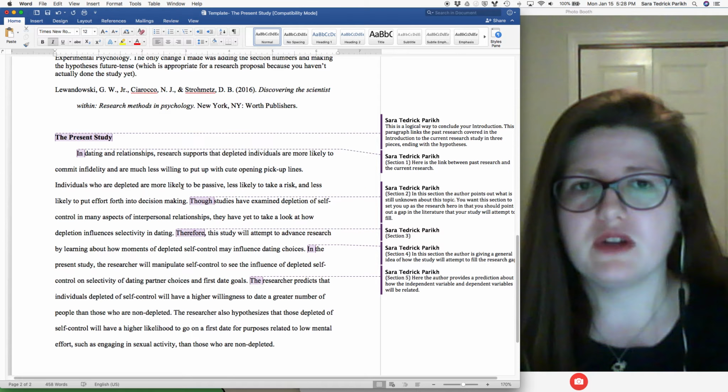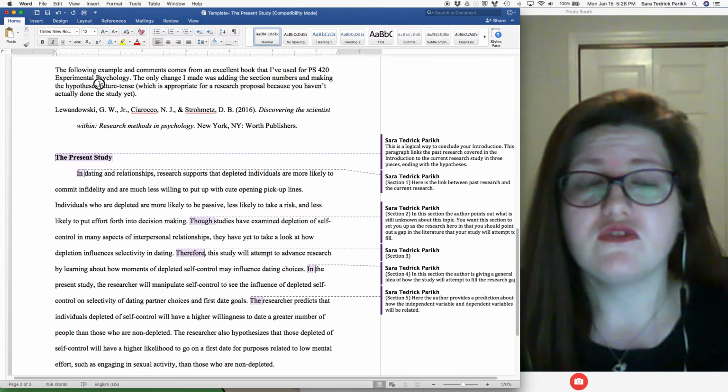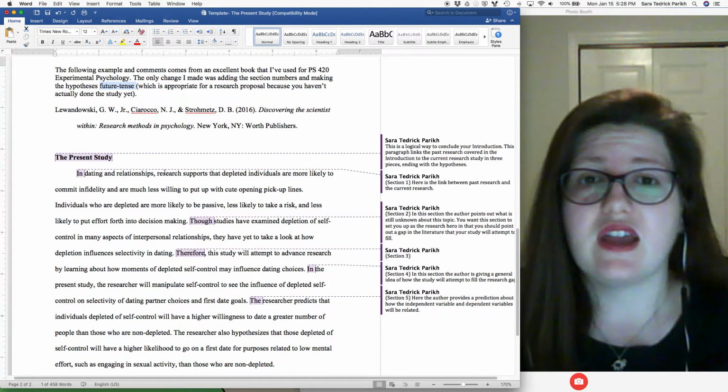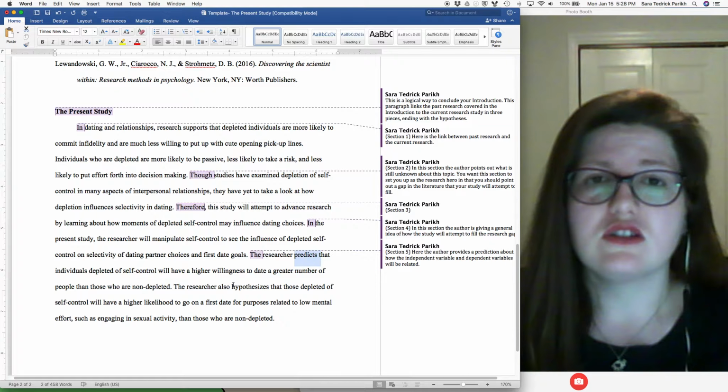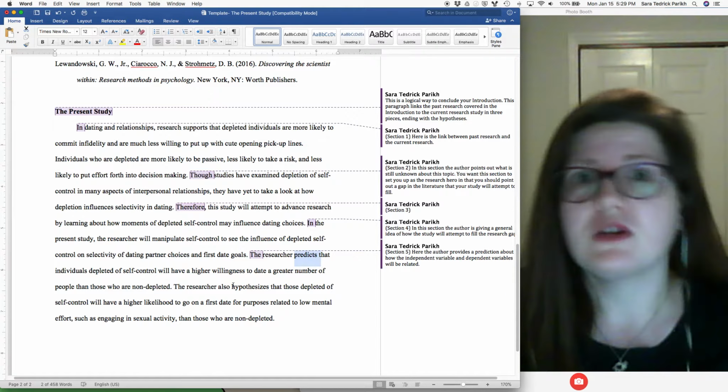Students generally do pretty well with it. One thing to remember is that you're using future tense. So you're saying will, or I guess you use present tense in terms of the researcher predicts. You're going to stay third person.